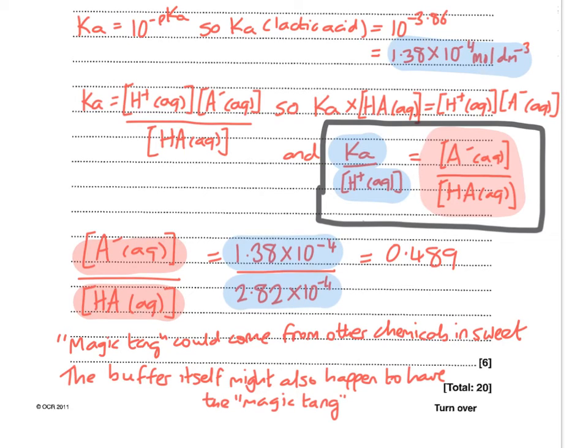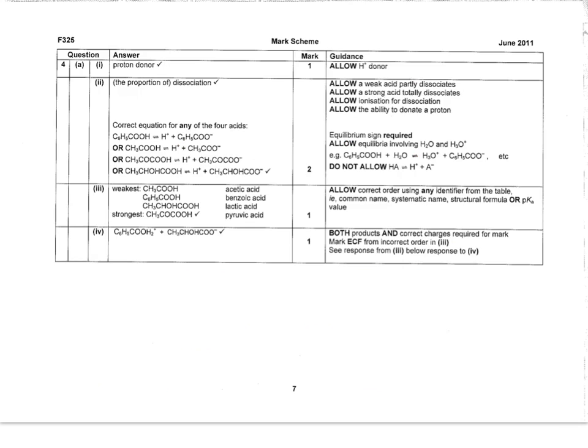So now let's have a quick whiz through the mark scheme to see how we did. So we got the idea of a proton donor and the amount of dissociation. We happened to choose ethanoic acid. We got the order in the correct way, and we got both of the species in the conjugate acid-base pairings. But it's a 1-mark question, so you've got to have both of them.